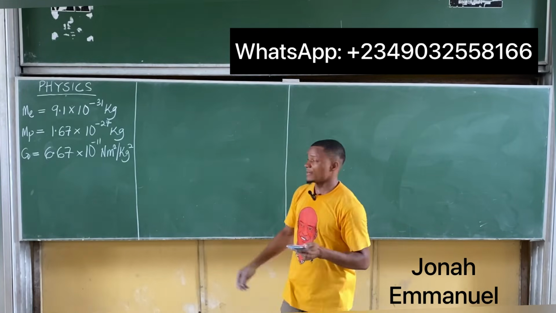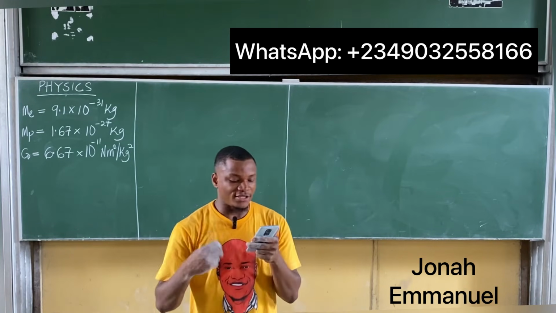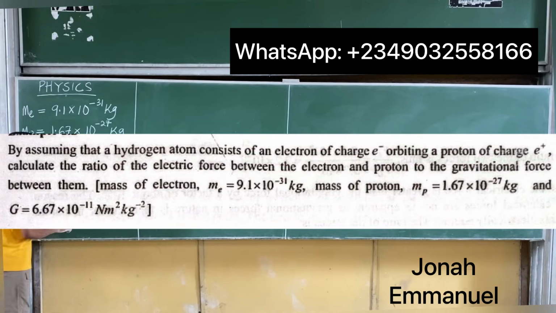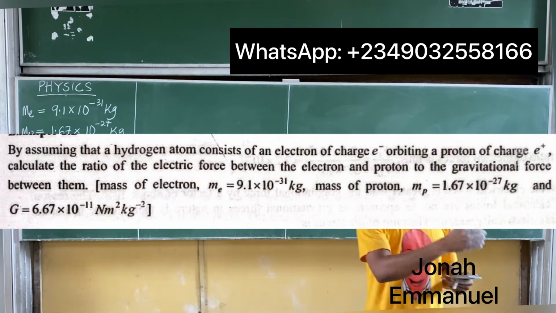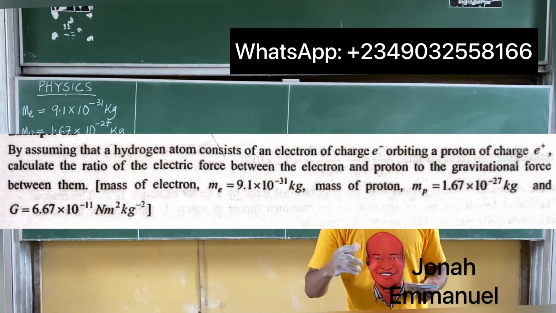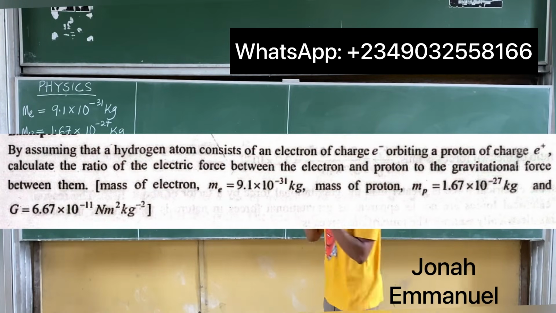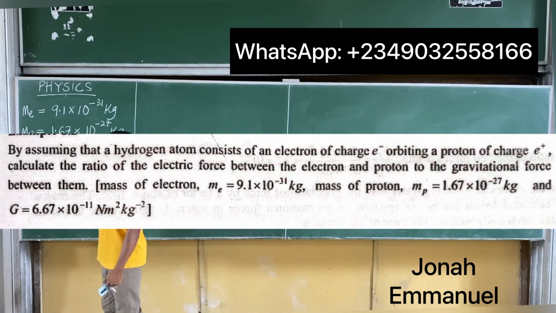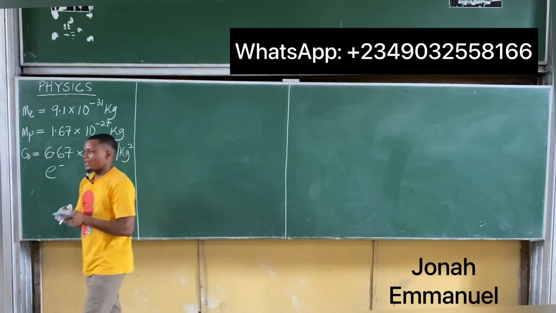I said, example 3. It says, by assuming that a hydrogen atom consists of an electron of charge E minus and a proton of charge E plus, show that the ratio of the electrostatic force to gravitational force is independent of distance of separation. Also find this value given that the mass of electron is this, the mass of proton is this, and the universal gravitational constant is this. All right, let's get this done, please.